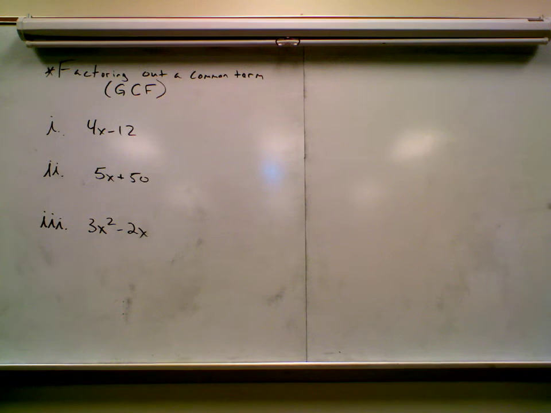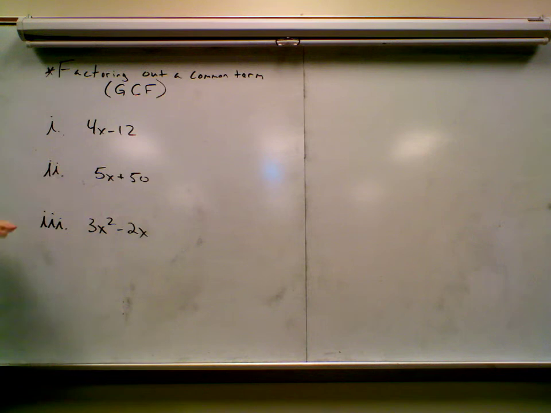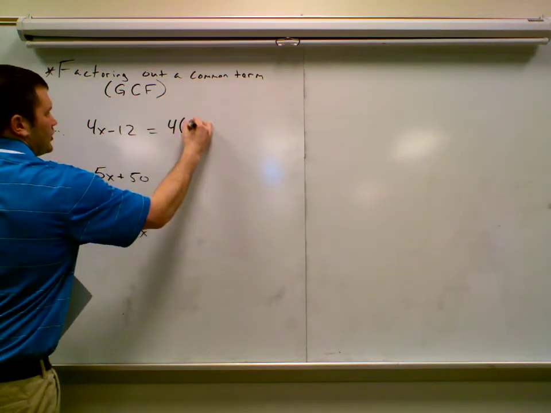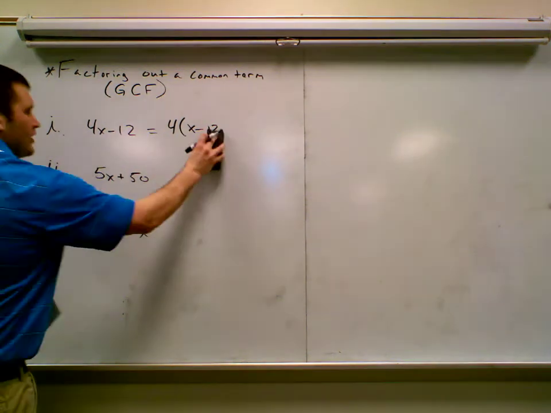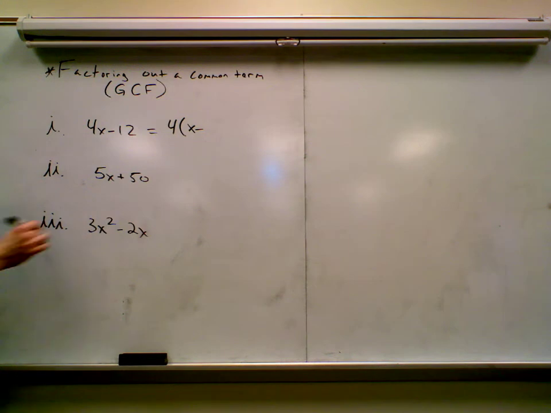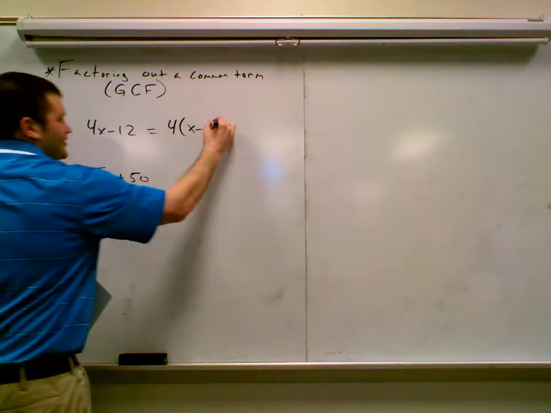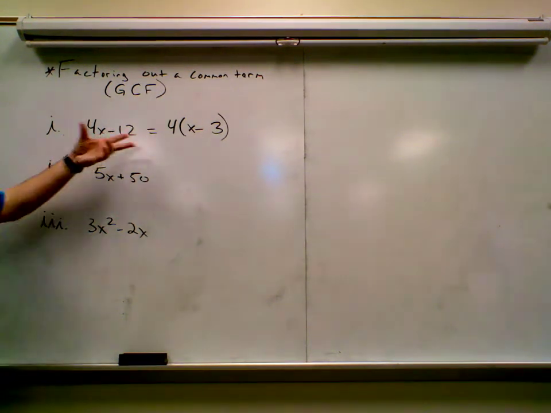Now, if I'm going to factor out a common term, I'm looking for the greatest common factor between these two terms, 4x and negative 12. Does anybody know what the greatest common factor between those two terms is? 4. So I can take a 4 and an x minus... not x minus 12. X minus what? What's 12 divided by 4? 3. Good.